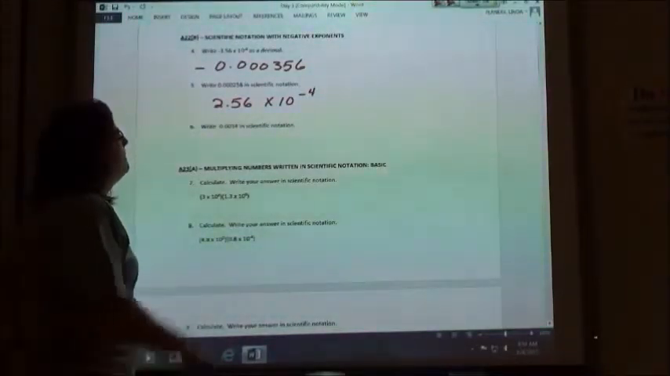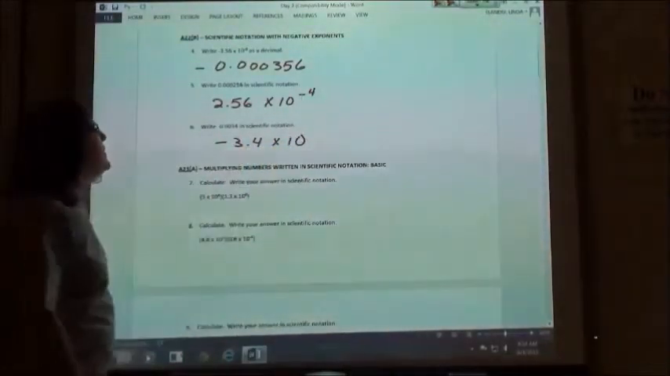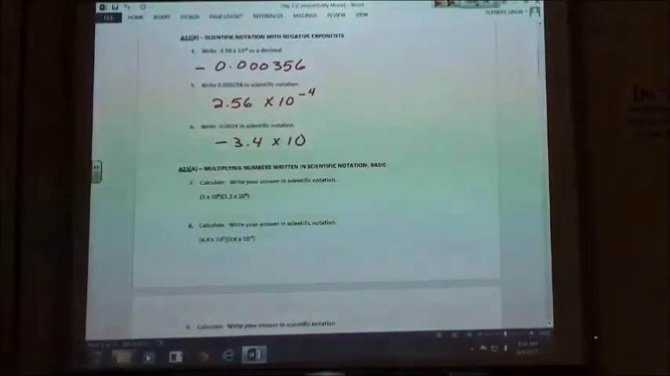So number 6. If you're going to put that one in scientific notation, what would we have? Times 10 to the negative 3.